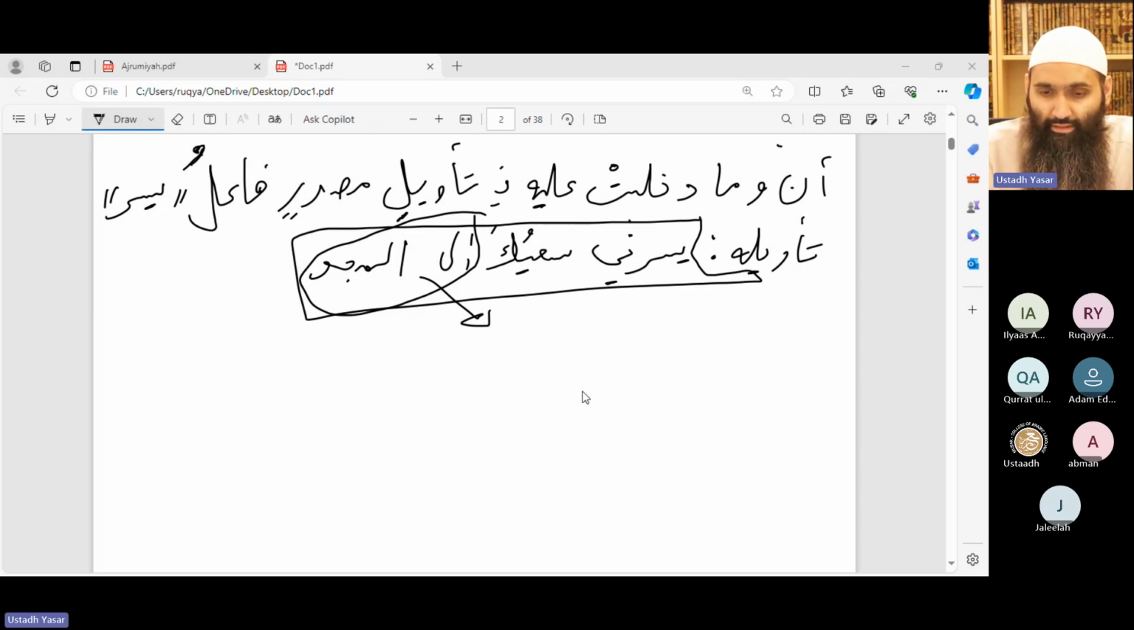I always thought jar majrur can be attached to the fi'l. Yes, to a fi'l or something bima'na fi'l. Remember? Fi'l or something that has the meaning of fi'l. But it depends on the sentence. It depends on the sentence. لن نبرح عليه عاكفين. عاكفين is اسم فاعل. And اسم فاعل is fine. اسم فاعل can be متعلق. يعني اسم فاعل can be from those things that harf al-jar is attached to.